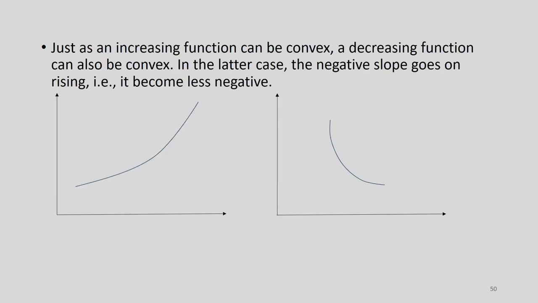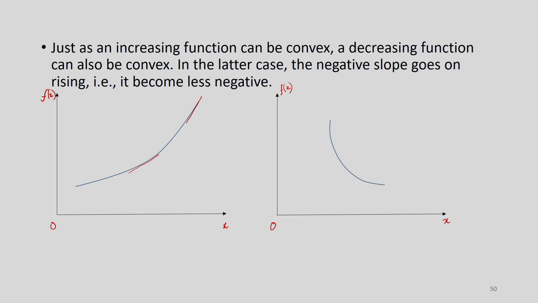Now, just as an increasing function can be convex, so here is an increasing function which is convex on the left. How do I know? You can just verify that the slope is rising. Okay? The slope is rising, that is why it is convex. But this increasingness has nothing to do with convexity. A decreasing function can also be convex. So, here is an example of a decreasing function which is convex. In the latter case, the negative slope goes on rising, that is, it becomes less negative.